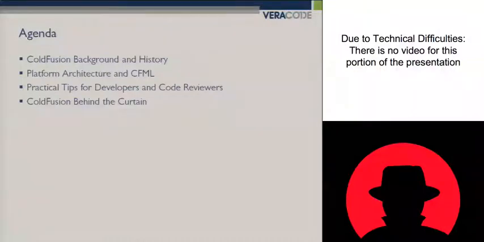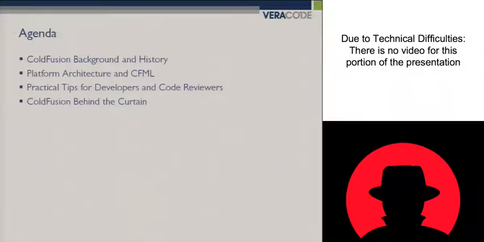Our agenda today is we're going to start out by talking about the platform. What's the background of ColdFusion? Where did it come from? How has it evolved over the years? It's actually a very old development platform with a lot of history and several companies behind it. We'll then go into the platform architecture and talk about the ColdFusion markup language a little bit and describe how ColdFusion pages are processed and the different parts of a ColdFusion page and components and the building blocks, basically.